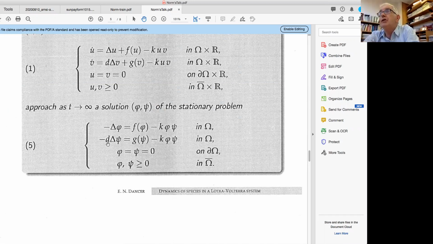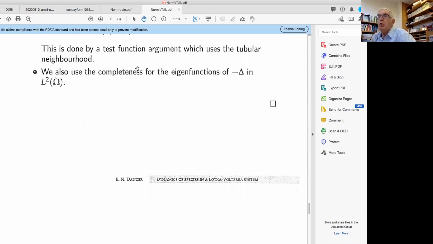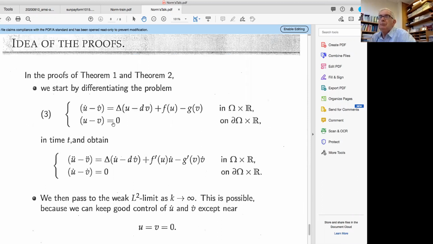If you look at those two equations for d equals 1, you can take a subtraction and get u dot minus v dot plus equals Laplacian of u minus Laplacian of v. So basically you're getting the time partial derivative of u minus v plus the Laplacian of u minus v if d equals 1. So the two fit together well, and it turns out you can control the derivatives of these very well.